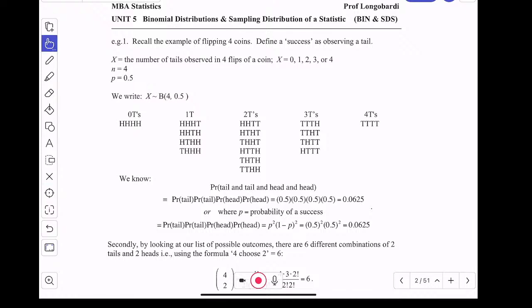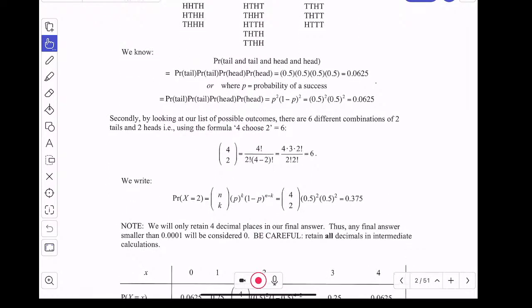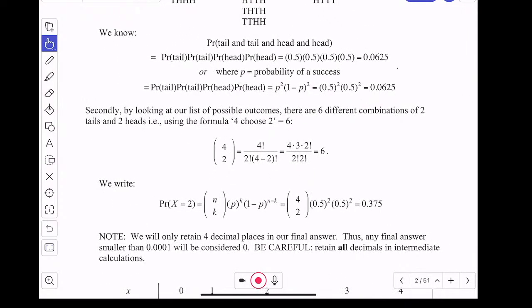I explained that we needed to know the number of ways of seeing 2 tails out of 4 flips. It turns out there are 6 ways if you list them, but let's say your n was 1,000. It wouldn't be clear how many possibilities there are, so we have to use what's known as a combination calculation.